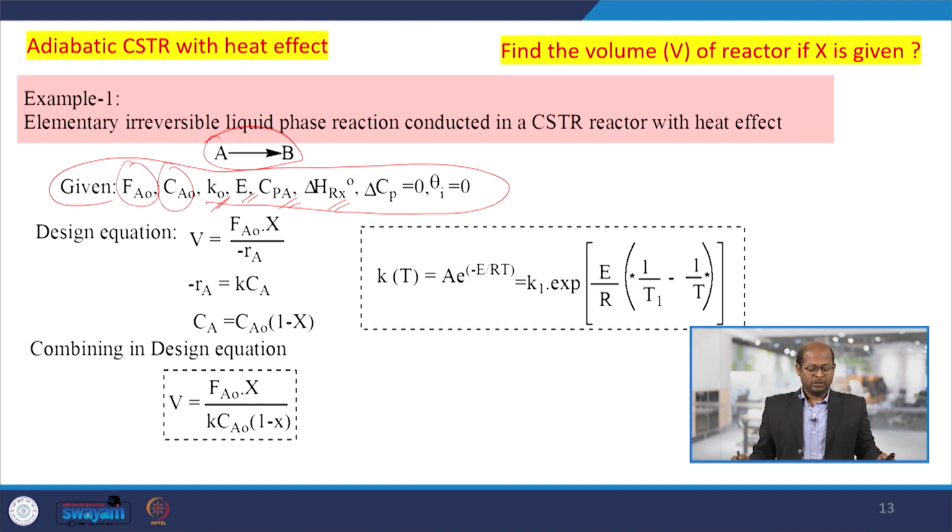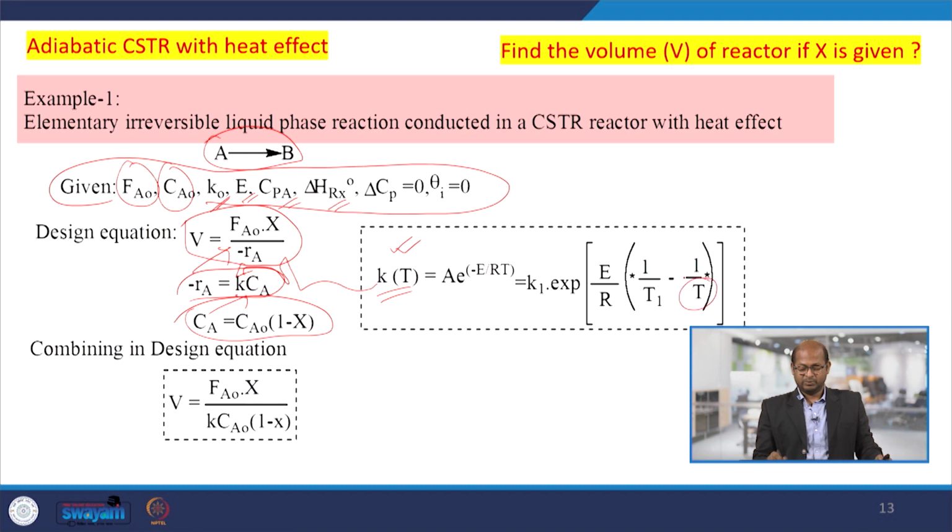Once we know, then the volumes we can find out. Before that, this is a CSTR reactor, and this is the design equation for a CSTR reactor, and these are the red equations. This is the concentration as a function of conversion, which we can substitute here, and this K is the reaction rate constant, the reaction rate constant at a particular temperature.